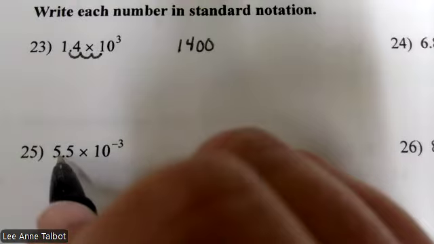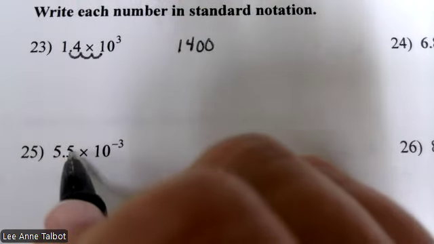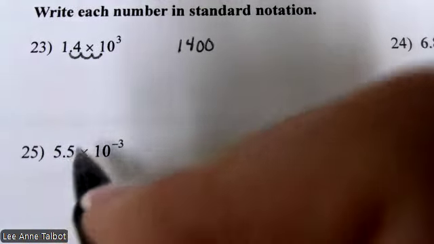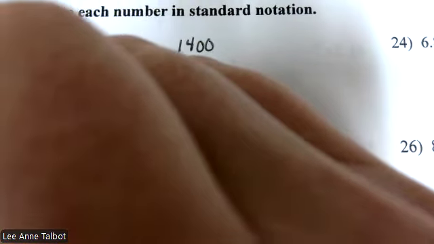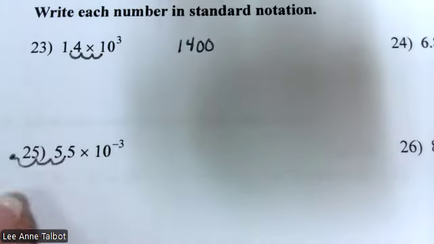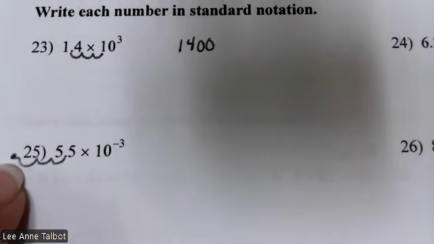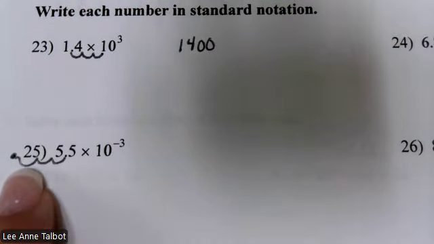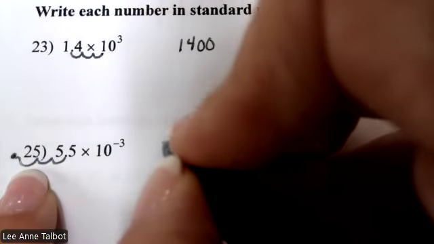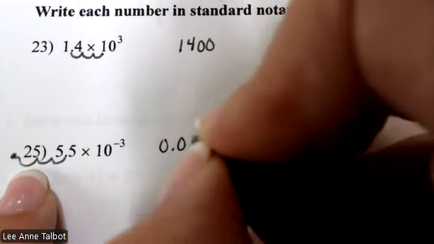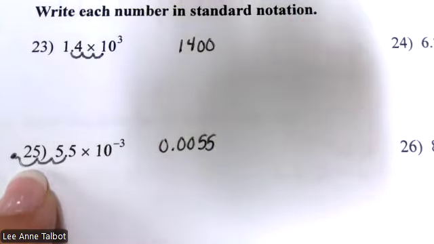Okay, now this one, we're going to make it smaller by 3 powers of 10. So we're going to go 1, 2, 3 decimal. And there's 2 unfilled bumps. So 0.0055.